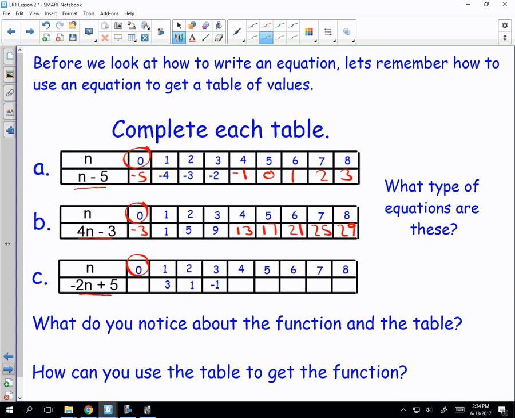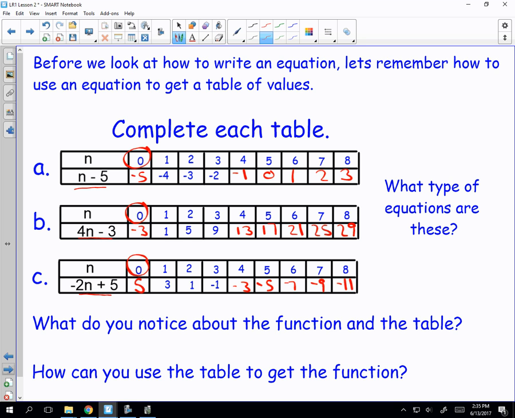Same thing on the bottom. Negative 2 times 0 is 0. 0 plus 5 is 5. And then we keep plugging in our values. 4 times negative 2 is negative 8. Negative 8 plus 5 is negative 3. So we keep working through this process, and the table fills itself out.